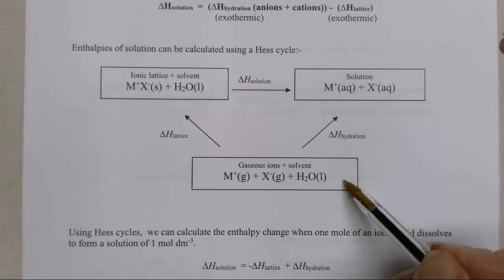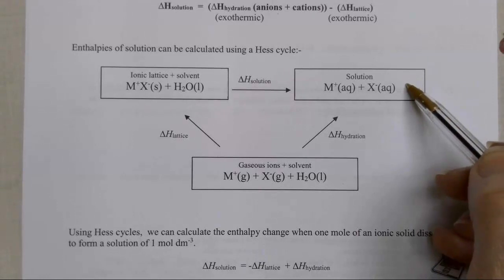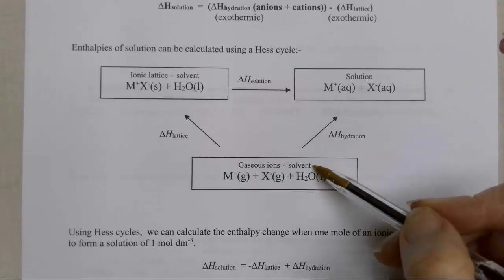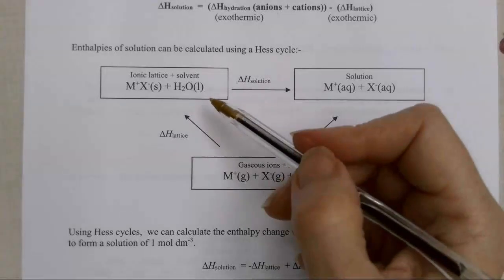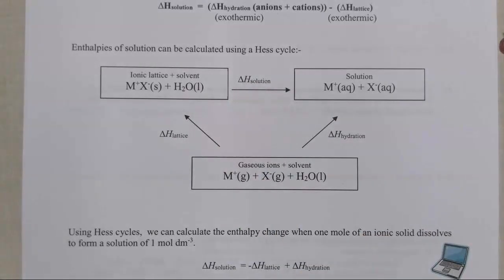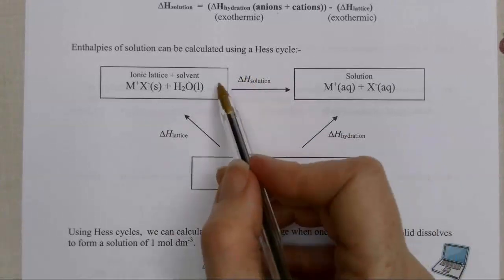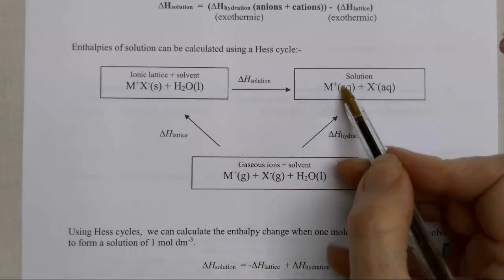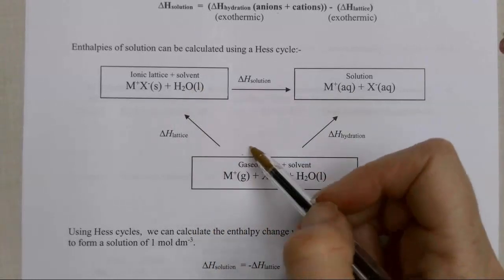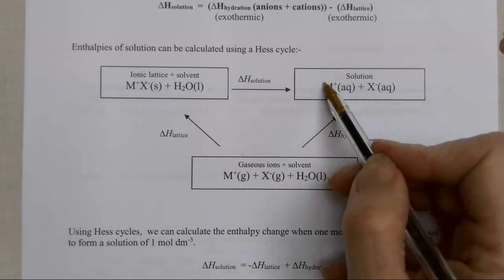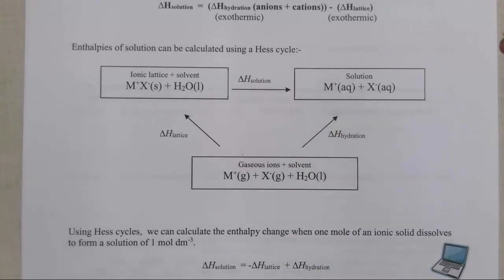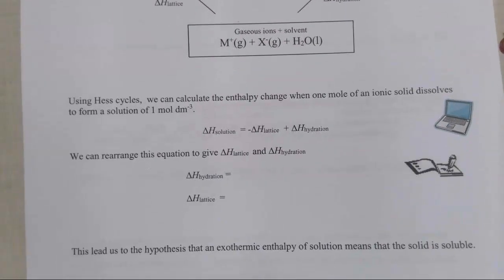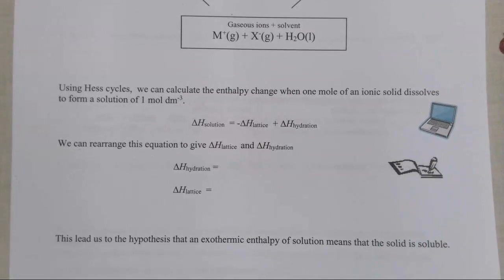If we start from the gaseous ions, we can turn these gaseous ions either into the solution, aqueous, that would be enthalpy of hydration, or we can react the same gaseous ions to form the ionic lattice, that is lattice enthalpy. So again, if I want to work out this, I'm going to go against this arrow with this arrow, so it's going to be minus the lattice plus the hydration. Okay, so we can rearrange that at the bottom of the page to give us the other two.